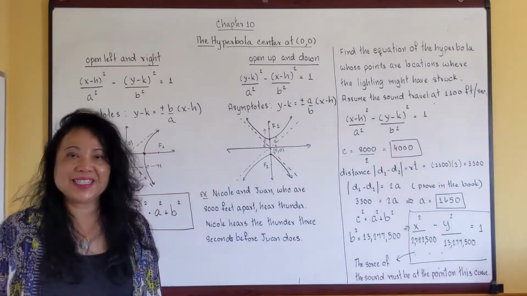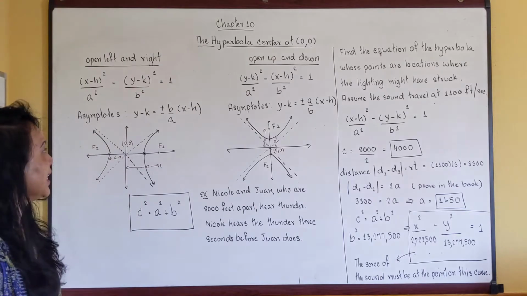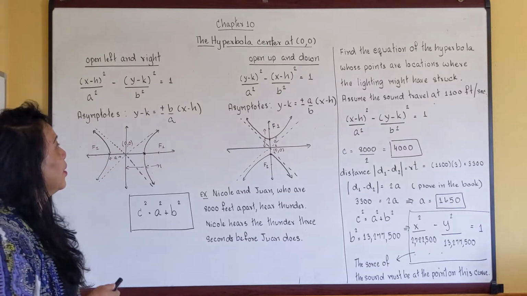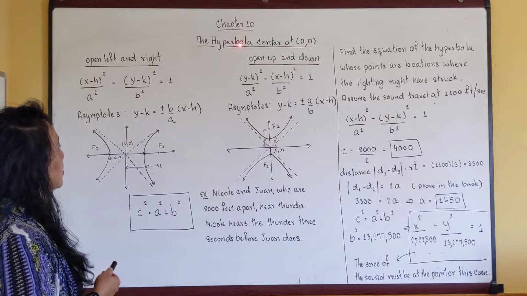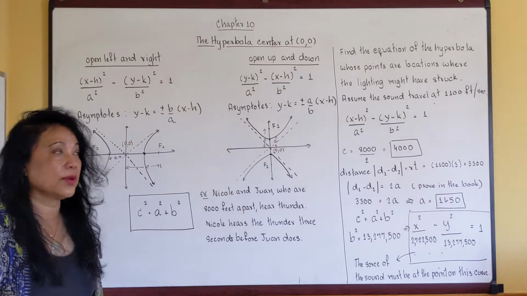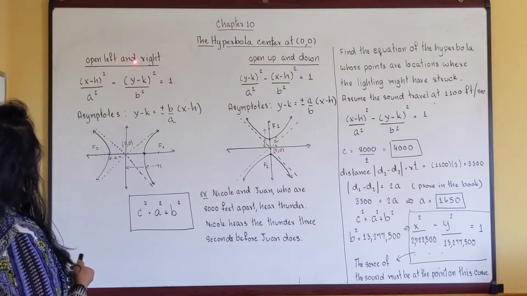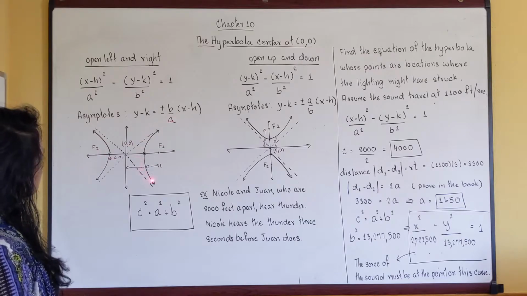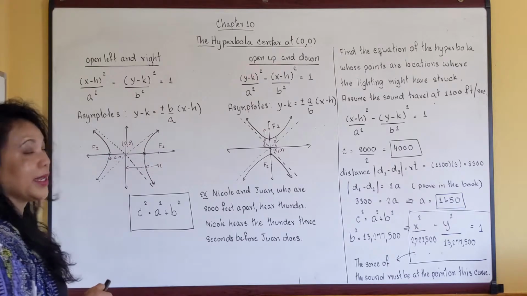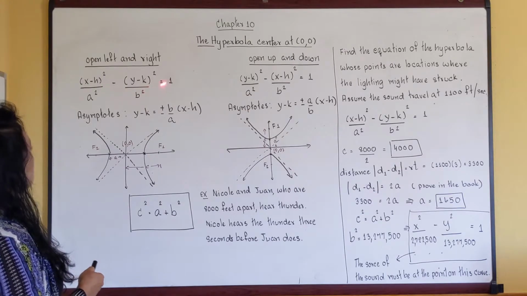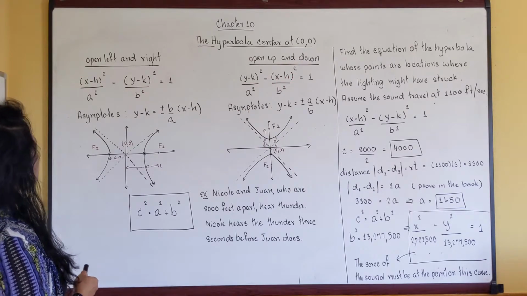Alright, everyone, let's finish our chapter 10, the hyperbola centered at 0, 0. So we're going to concentrate on hyperbola centered at 0, 0. There are 2 cases. The one is open left and right, so it looks something like this. The other one is open up and down. The formula is very similar.